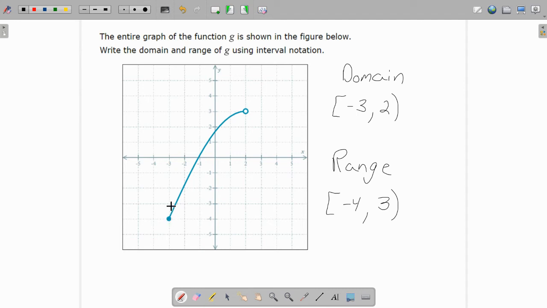For the domain, -3 was filled in, so you get a bracket. For the range, -4 at the bottom was filled in, so we get a bracket. This was open, so parenthesis, parenthesis.